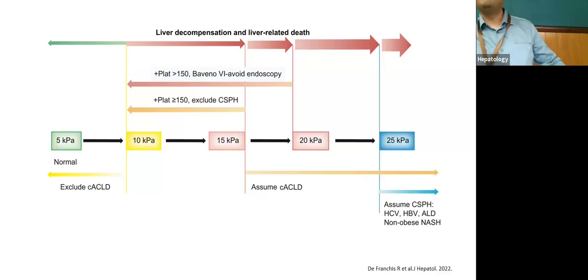So this is a slide from the Baveno 7 consensus. Not only the gradation of fibrosis according to the METAVIR scoring system, but this can also be used to define some of the concepts and staging of chronic cirrhosis. Anything more than 15 kPa on LSM would be assumed as compensated advanced chronic liver disease, and more than 25 kPa, or between 20 to 25 kPa and a platelet count of less than 1.5 lakh, would be suggestive of CSPH, what we call clinically significant portal hypertension.